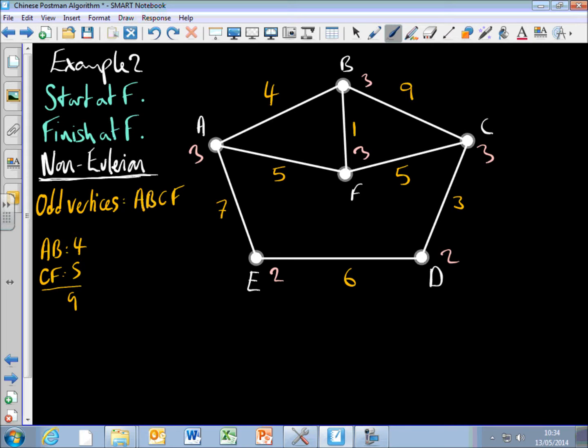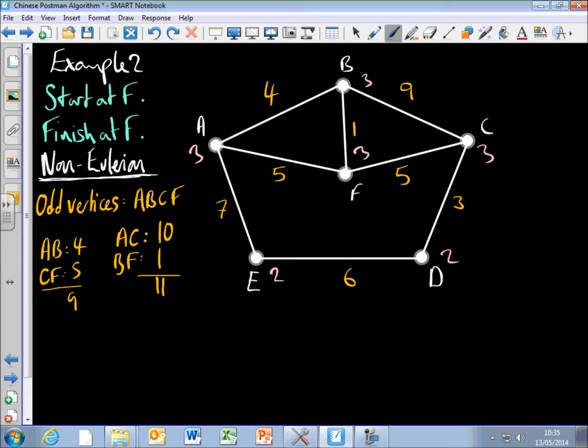Or I could have paired up A to C and B to F. That's a different way I could have paired it up. And the shortest distance from A to C is, let's have a look, 4 add 9 is going to be 13. It's going to be 10. A to F to C is 10, or A to B to F to C is 10. And B to F is just going to be 1, so that's a total of 11.